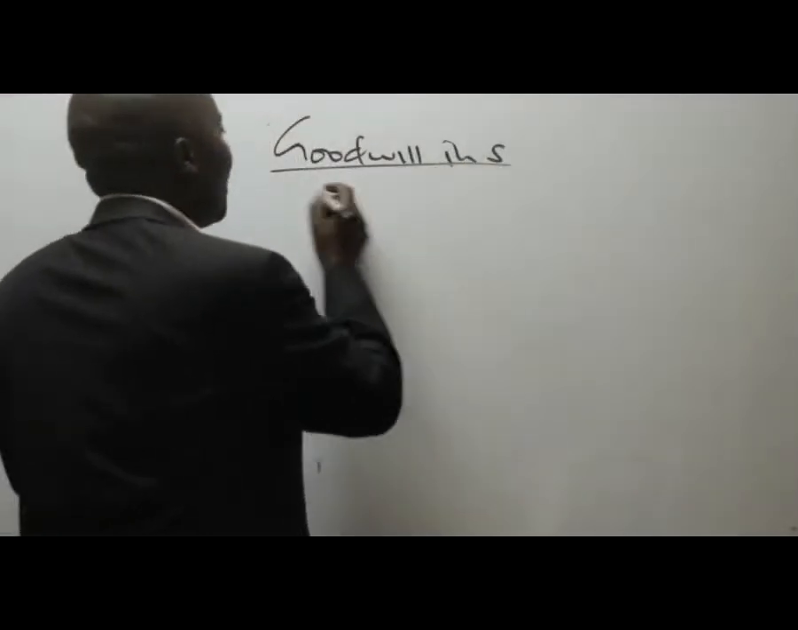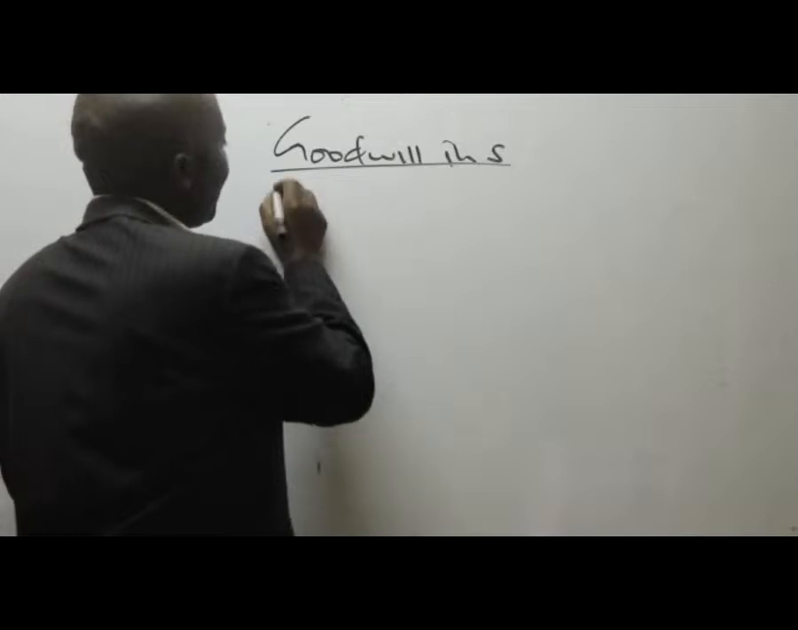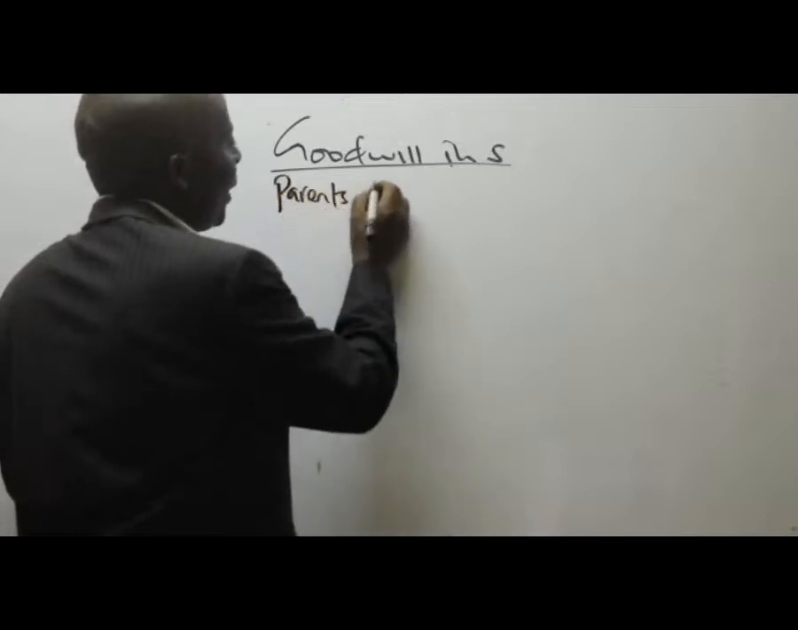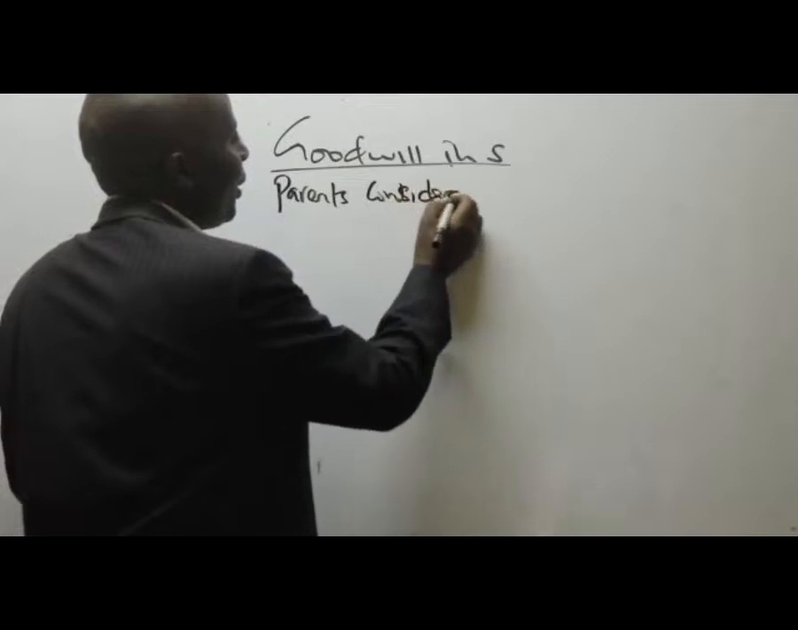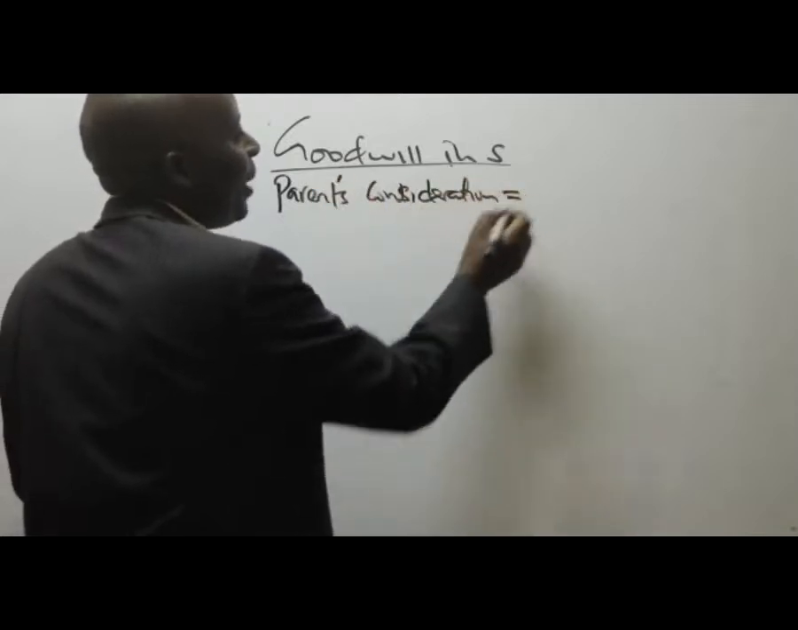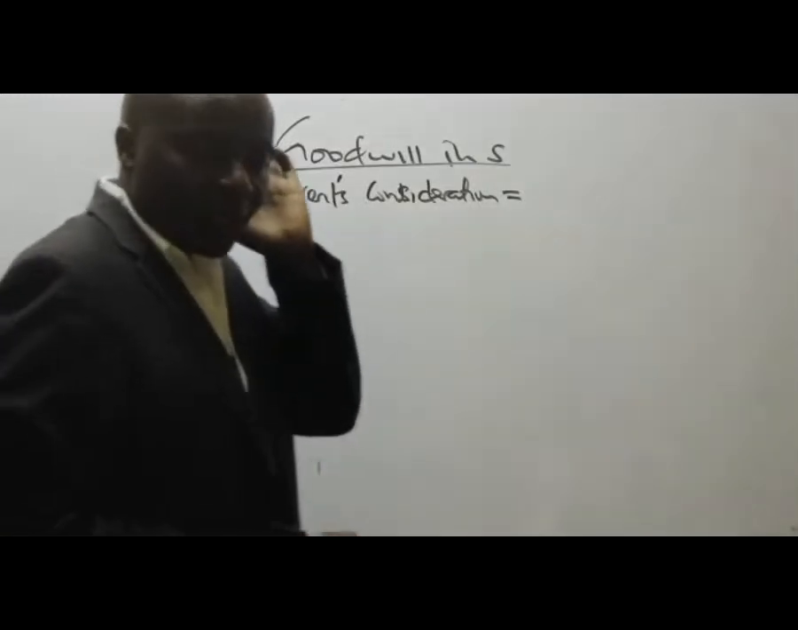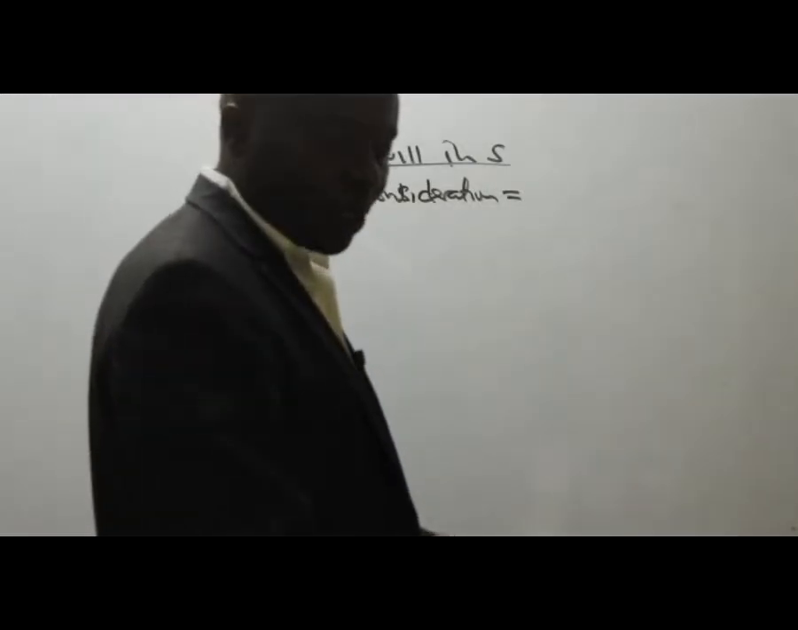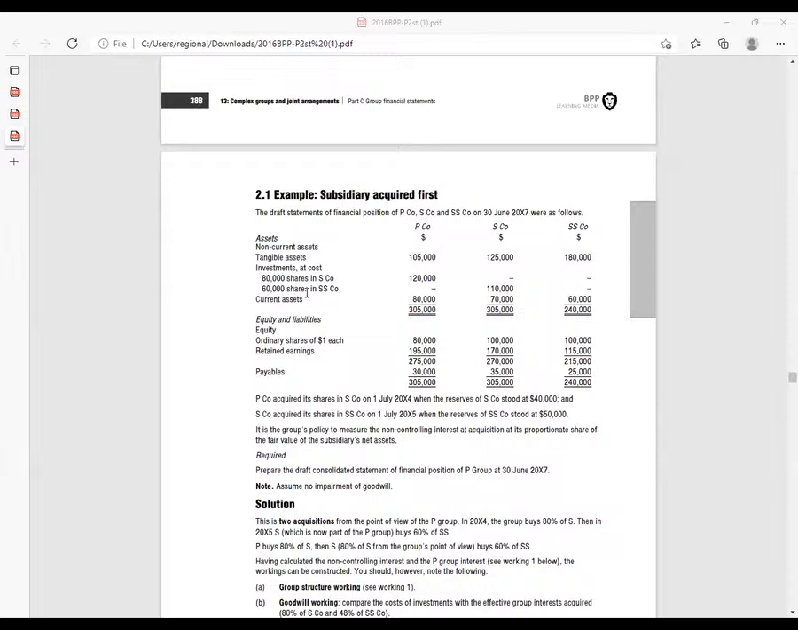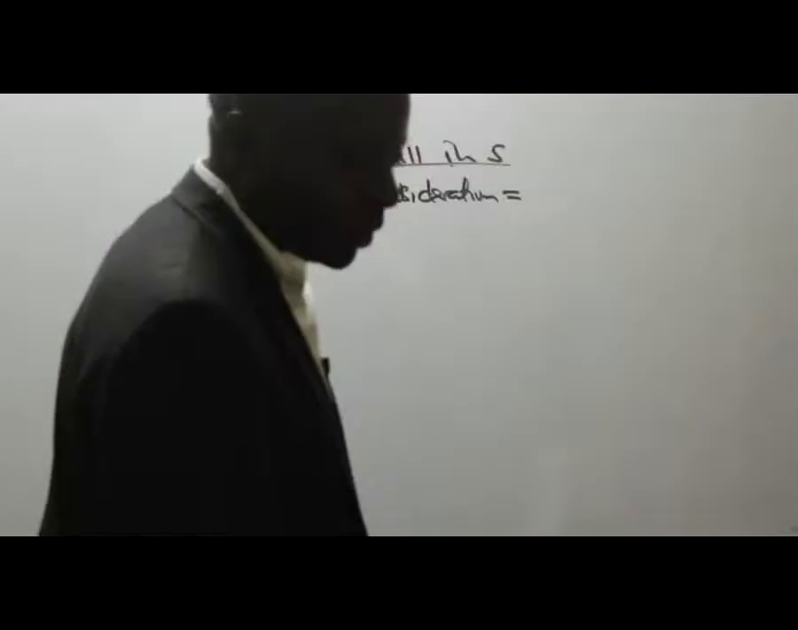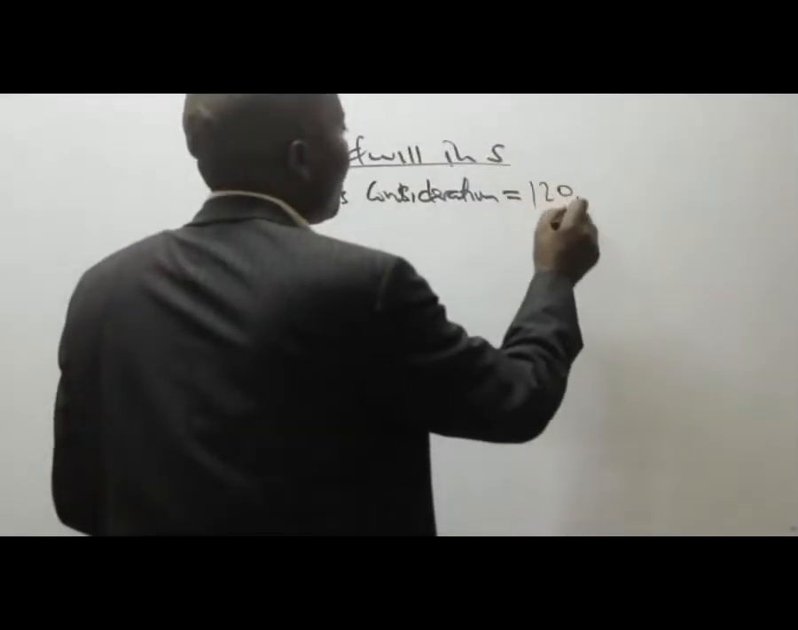Any answer? No answer. So goodwill of S company, the subsidiary. We start with the parent's consideration. What do we have here for the parent's consideration? We are told the investment it made at cost. To buy this S company, the parent bought it at 120,000. Thank you very much.